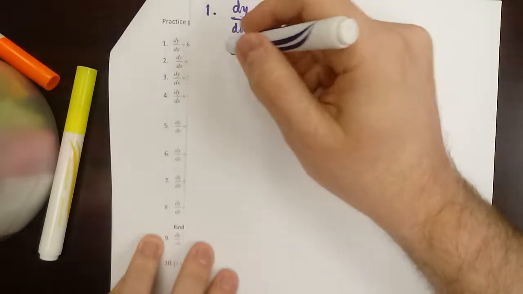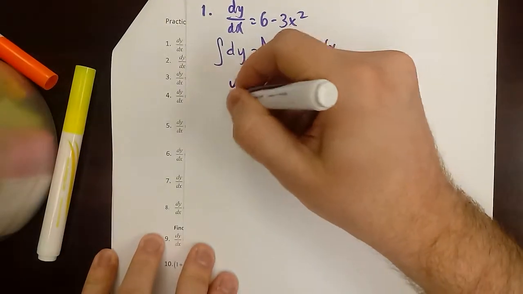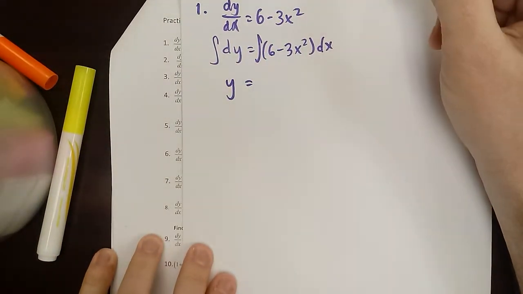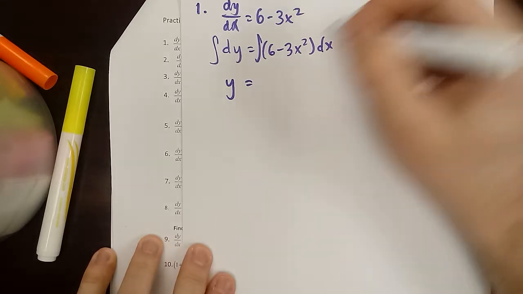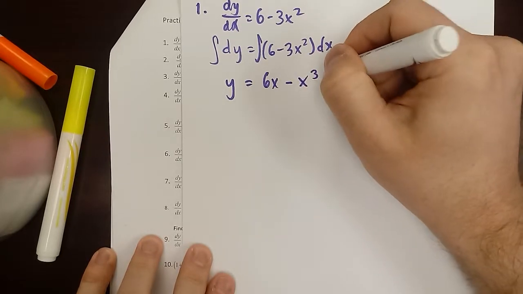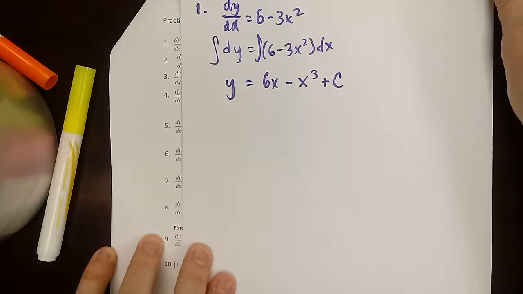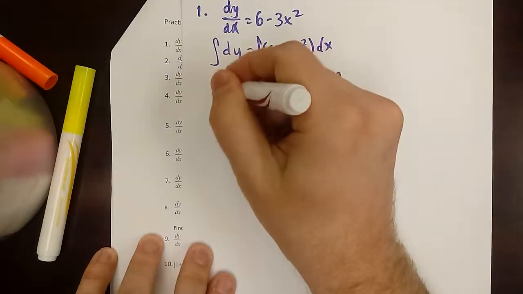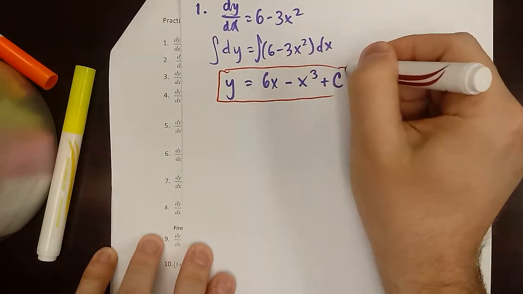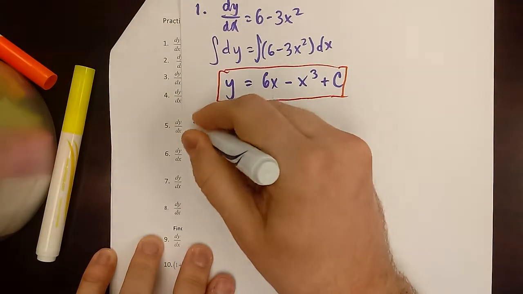So if I integrate both sides, then on the left-hand side we get y, and on the right-hand side we get 6x minus x cubed plus c. Now I need to get y by itself. Oh, I'm done. Number 1 is done. All right, let's move on to number 2.